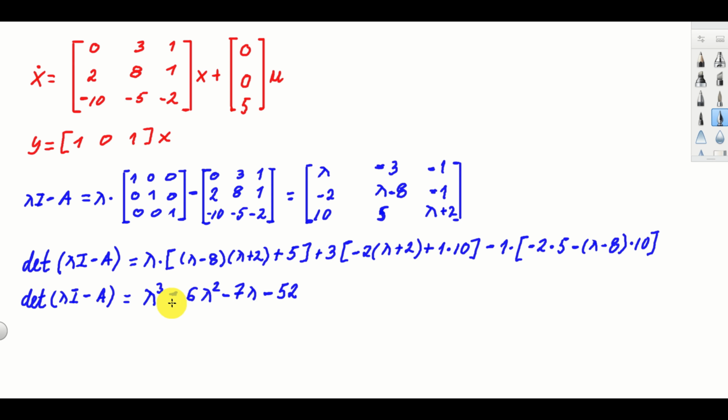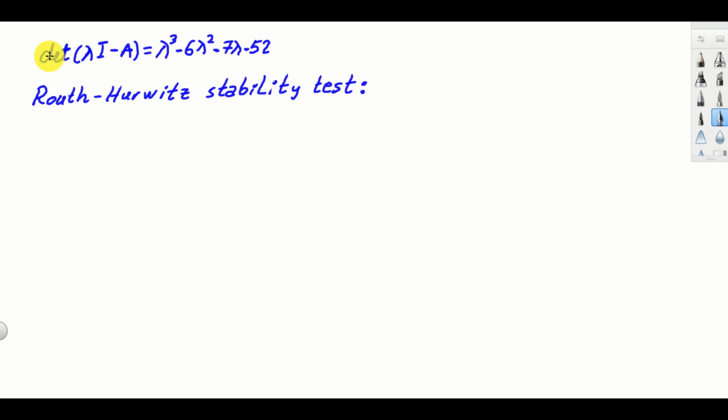However, here we will not use that fact. We will go one step further and we will actually use the Routh-Hurwitz stability test to show that, and later on the Routh-Hurwitz stability test will show us that we have actually a single eigenvalue in the right half of the complex plane and the 2 eigenvalues are in the left half of the complex plane. So let's continue. Here is our characteristic polynomial again, and we want to investigate the stability of this characteristic polynomial by using the Routh-Hurwitz stability test.